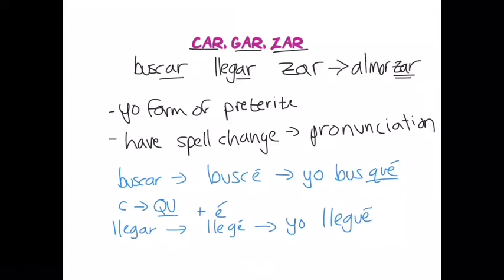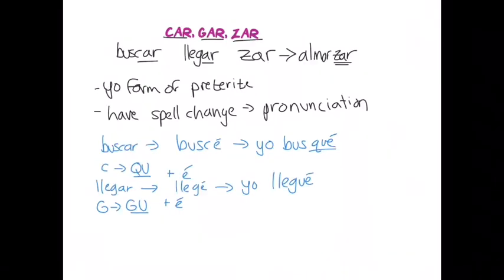So the G changes to a GU, and then we add on the normal ending for an AR yo form preterite verb. So llegué, a lot more crisp, easy to say. Now what about almorzar? Well, when we have the Z, it actually needs to change as well. Almorcé doesn't seem that bad.